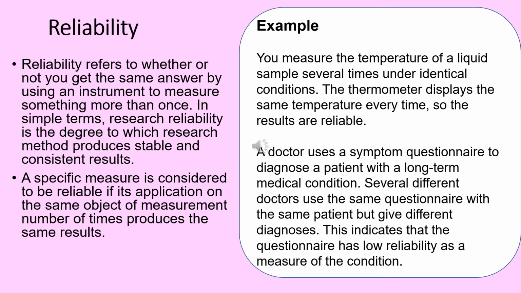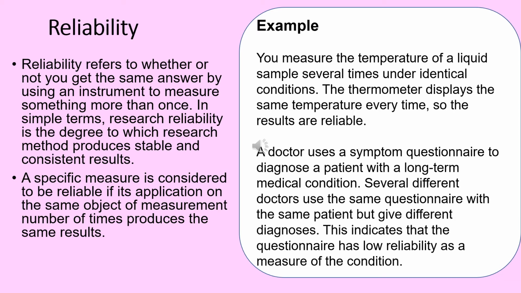Reliability. Reliability refers to whether or not you get the same answer by using an instrument to measure something more than once. In simpler terms, research reliability is the degree to which a research method produces stable and consistent results. A specific measure is considered to be reliable if its application on the same object of measurement a number of times produces the same results.